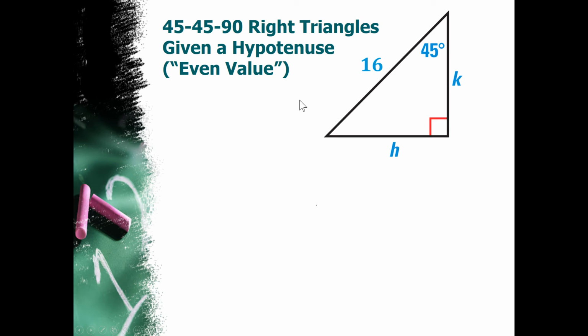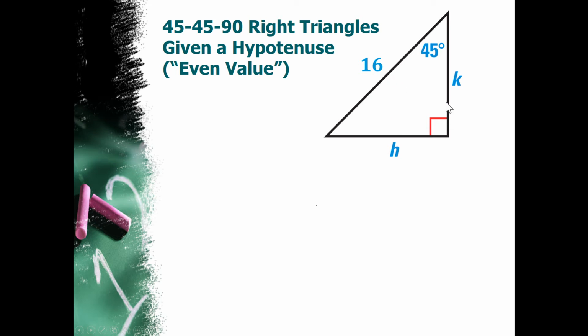In this sample of a 45, 45, 90 right triangle, what we're given here is a hypotenuse value. This hypotenuse value is an example of one that is an even value. There is a difference between the even valued hypotenuses and the odd ones. So keep that in mind as we go through this problem.